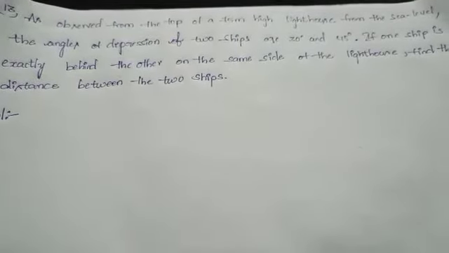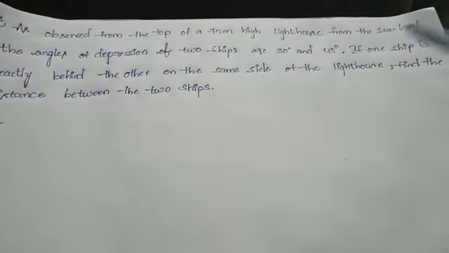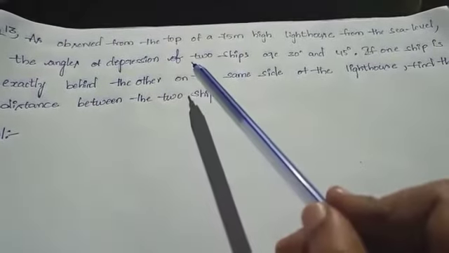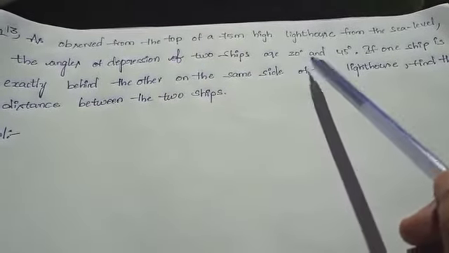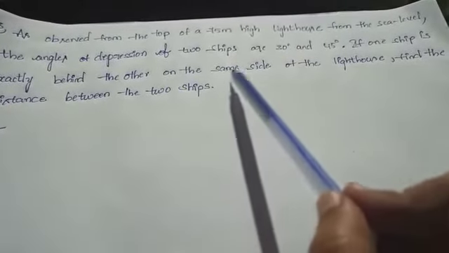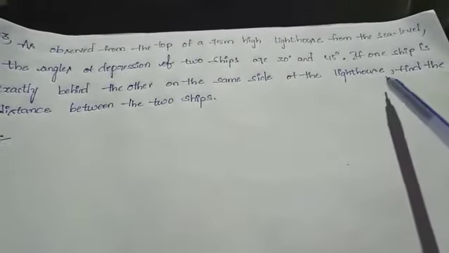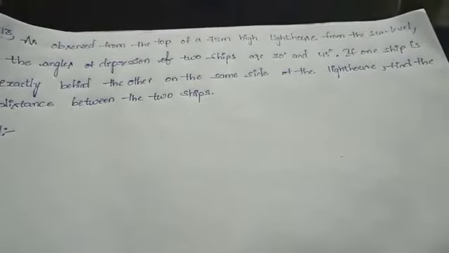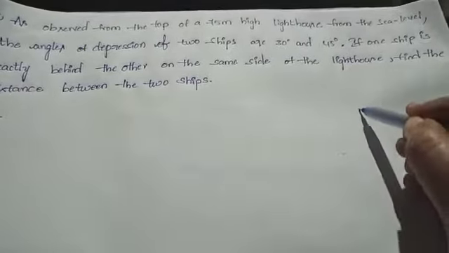Next example, as observed from the top of a 75 meters high lighthouse from the sea level, the angles of depression of two ships are 30 degrees and 45 degrees. If one ship is exactly behind the other on the same side of the lighthouse, find the distance between the two ships.